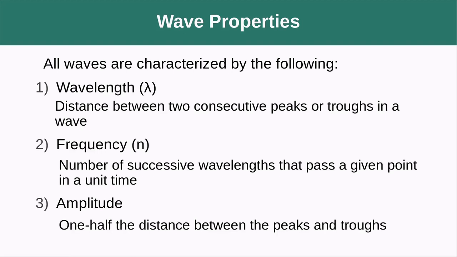How do we characterize these waves? So we've talked about a spectrum. They're all different, right? So there's different points in this spectrum. How are we going to quantify that? Well, we have three descriptors right here. We have the wavelength. This is the distance between two consecutive peaks or troughs in a wave. We have the frequency. This is the number of successive wavelengths that pass a given point in a unit of time, because again, this is propagating. It's moving through some medium, right? And then we have the amplitude, 1/2 the distance between the peaks and the trough, or essentially how high are the waves.